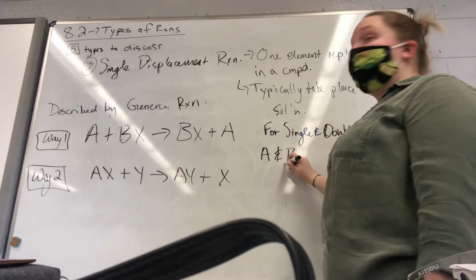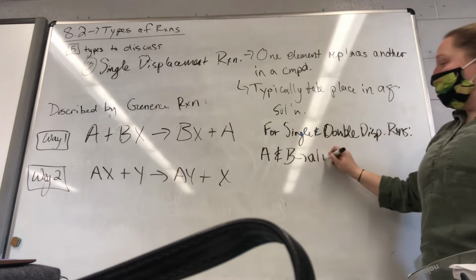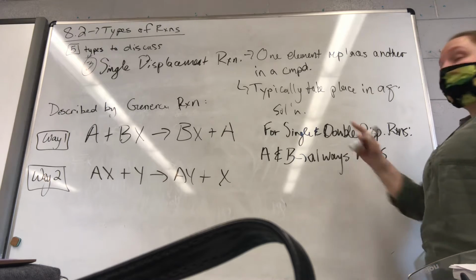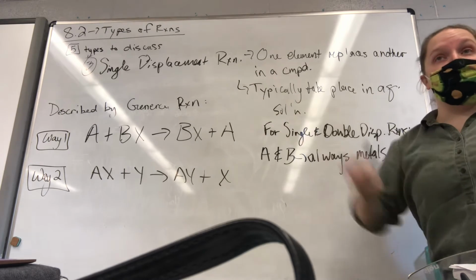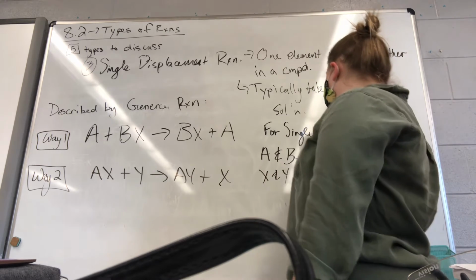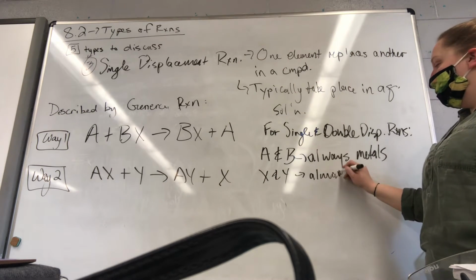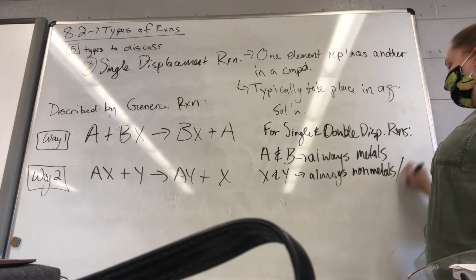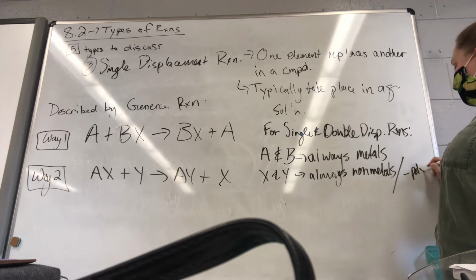A and B always represent metals for single and double displacement general reactions only, and X and Y are always nonmetals or negative polyatomics.